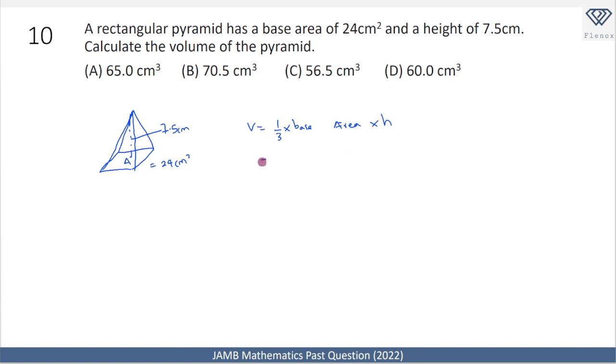So this is pretty straightforward. We have 1/3. We have been told that the base area is 24 and the height is 7.5. Now 3 goes into 24 8 times, and 8 times 7.5 is going to give me what? 60 centimeter cubed, since we're calculating the volume. So the correct option to this is option D.